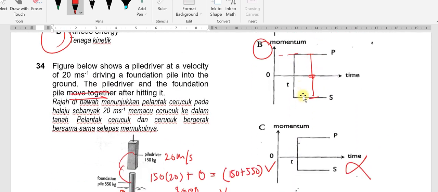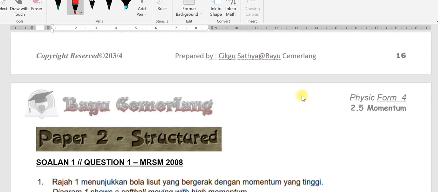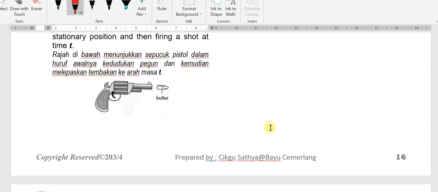Momentum should be equal. Okay, that's all for paper 1. Okay, I will continue the paper 2 in a separate video. Okay, all right.